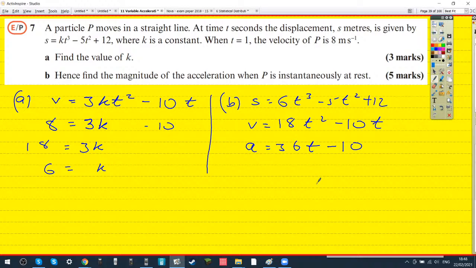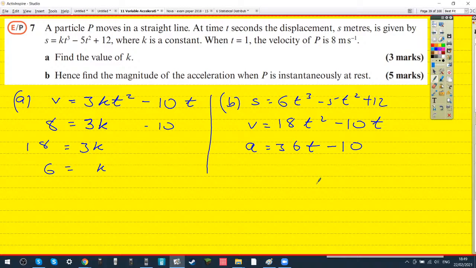Sub in rest, and then it's not t is 0, is it? No. When it's at rest? Is that a 0? No. If it's not moving? Is v 0? V is 0. Yep. Yeah.